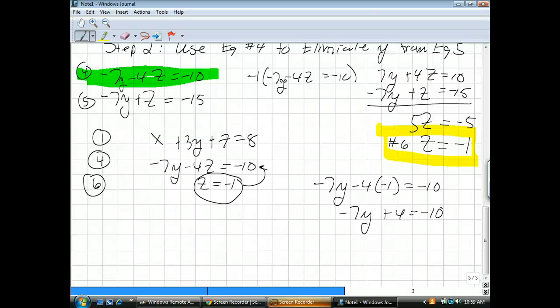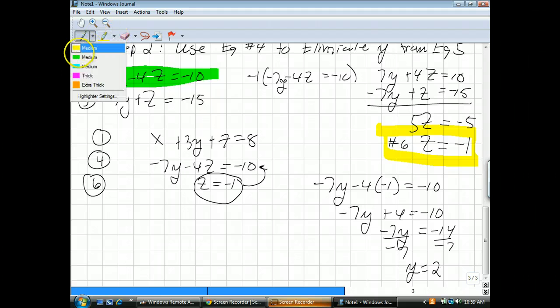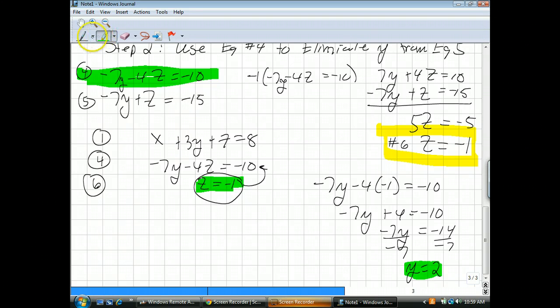If we subtract 4 from both sides, we get negative 7y equals negative 14. Divide both sides by negative 7. We get y equals 2. So now we take our z and our y and put it into equation 1.